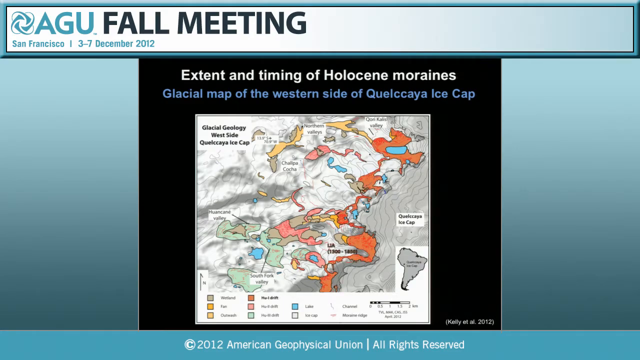The youngest moraine shows the Quelccaya ice extent during the Little Ice Age. We have the Huancané 2 moraines, which show a very nice continuous former ice extent, and we have a minimum age of the ice recession of 12,500 years. And we have the Huancané 3 moraines that have been dated at around 17,000 years, and they mark either the last glacial maximum extent of Quelccaya or a still stand while retreating from the last glacial maximum.